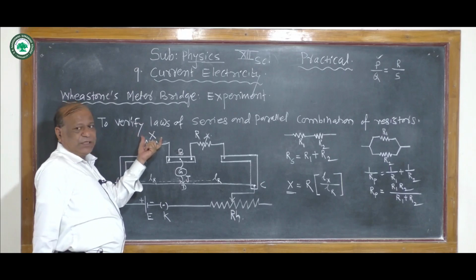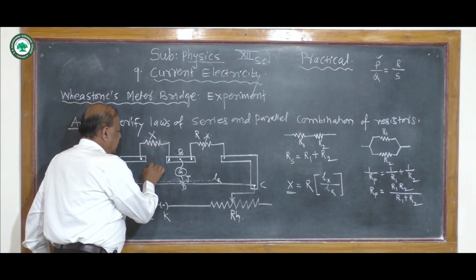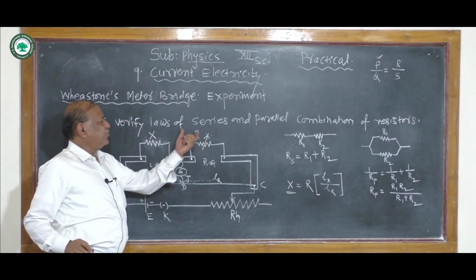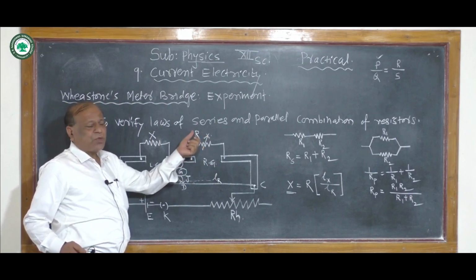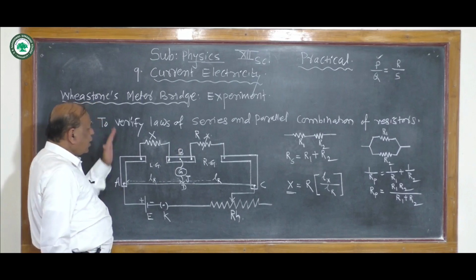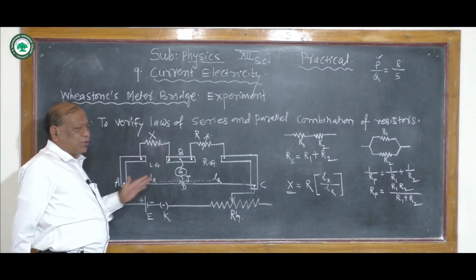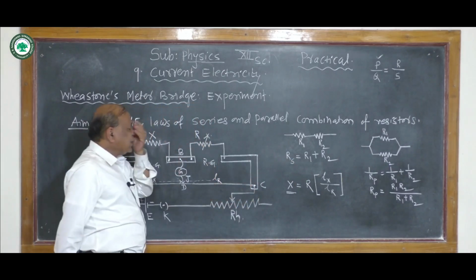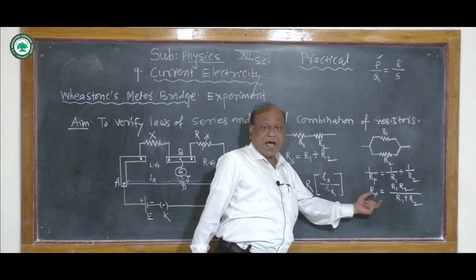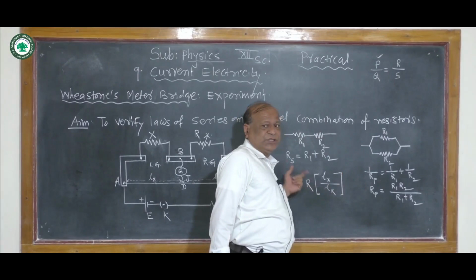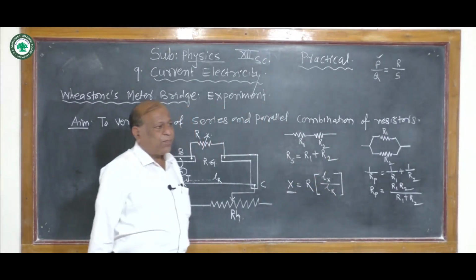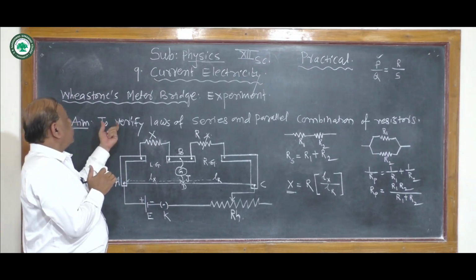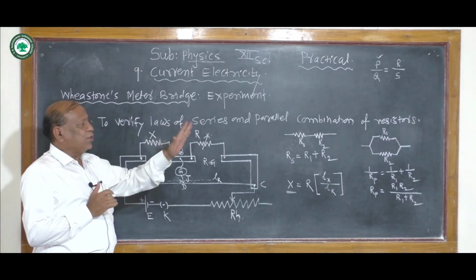Now in the first part, we connect the series combination at this left gap, and this is the right gap. Here in the right gap there is a variable resistance. We can change the values of these resistors. And now we make an observation table, and using this formula we can calculate the practical values of RS and RP. Now we verify these values of RS and RP theoretically. If the practical and theoretical results are the same, then we can verify the laws of series and parallel combination of resistors.